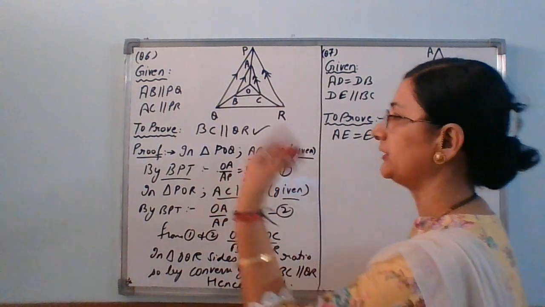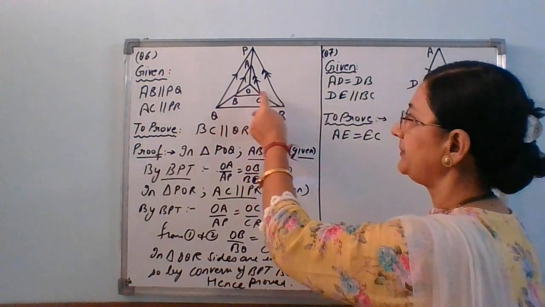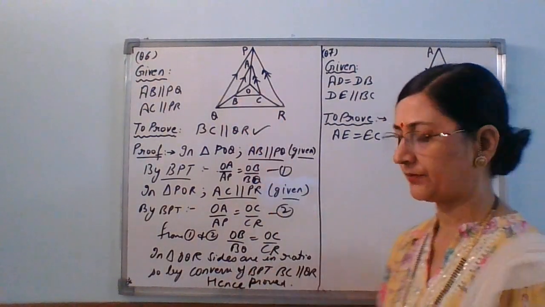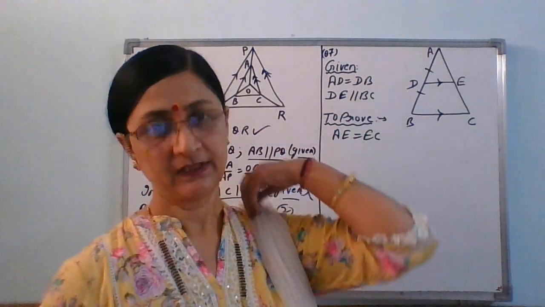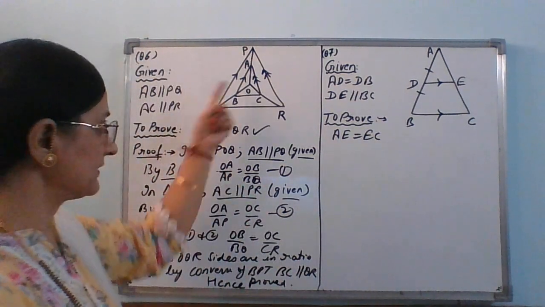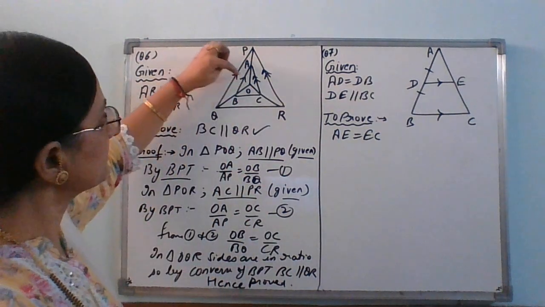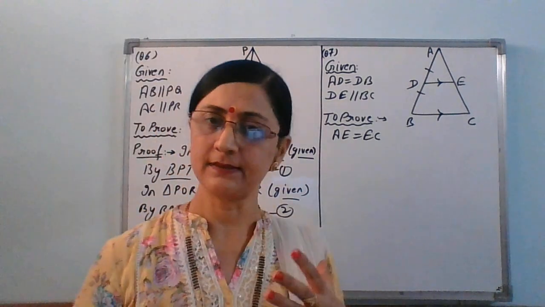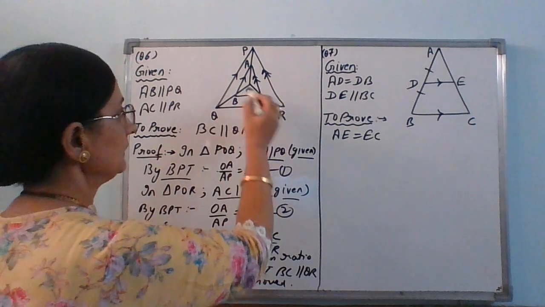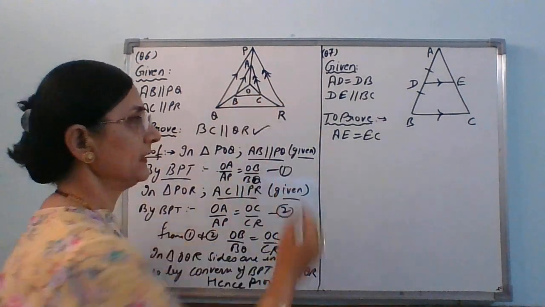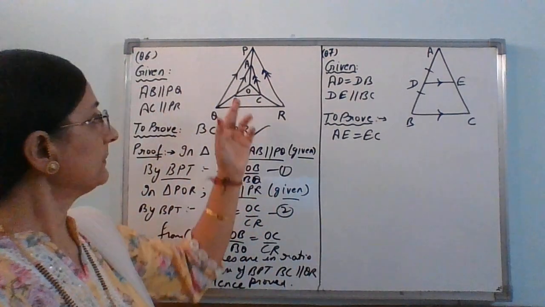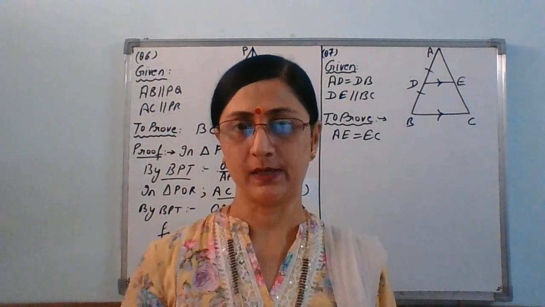If they are in ratio, the converse of BPT says that BC will be parallel to QR on the basis of the ratio, and you have to give the reason that it is by the converse of BPT. So in these two triangles we applied BPT because these sides were parallel, and we wrote the sides in ratio. And when we came to the conclusion that in this triangle the sides were in ratio, by the converse of BPT we are able to say that BC is parallel to QR, right?